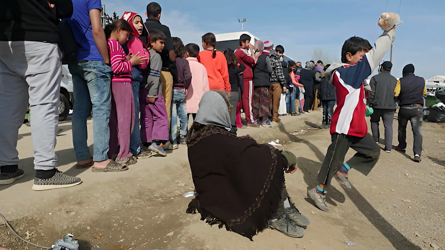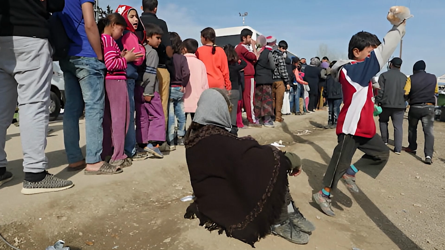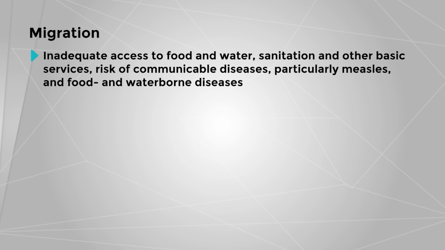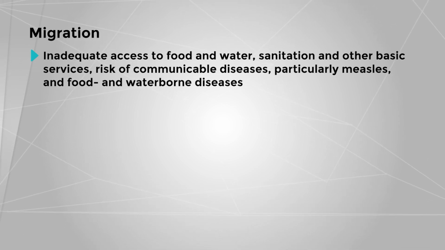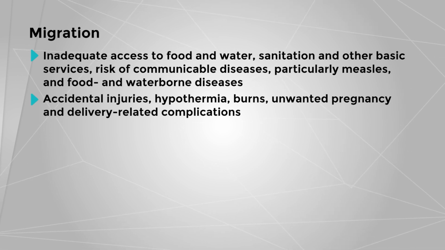Refugees and migrants often come from communities affected by war, conflict, disasters, environmental degradation, or economic crisis. They undertake long and exhaustive journeys with inadequate access to food and water, sanitation, and other basic services, which increase their risk of communicable diseases, particularly measles and food and waterborne diseases. They may also be at risk of accidental injuries, hypothermia, burns, unwanted pregnancy, and delivery related complications.